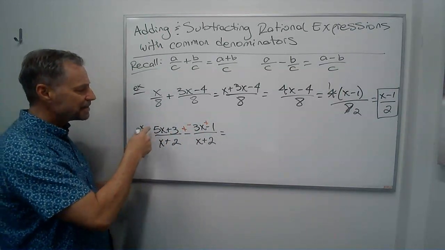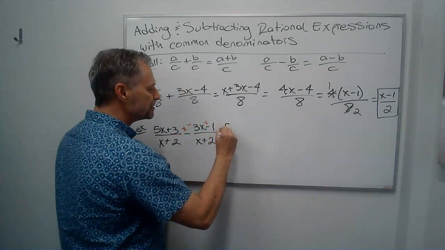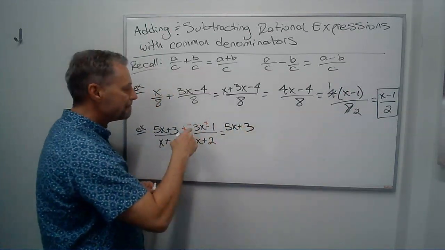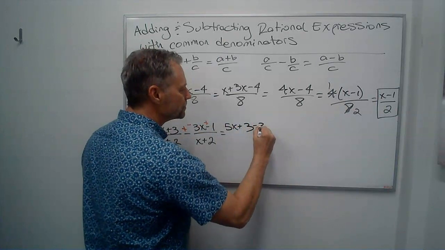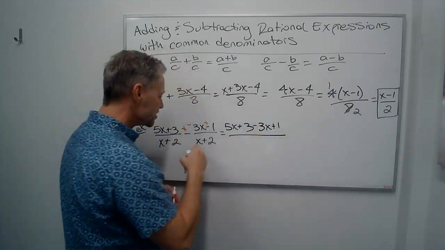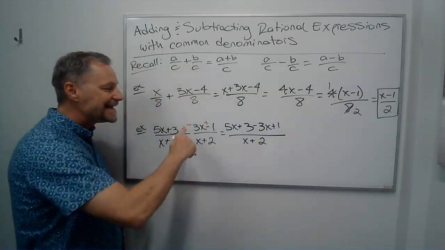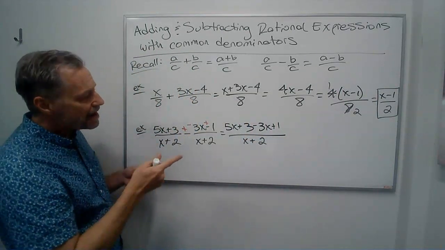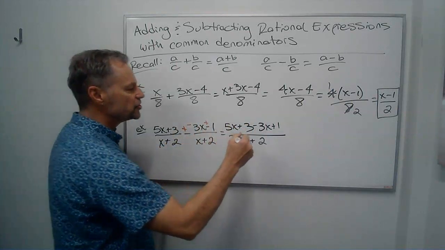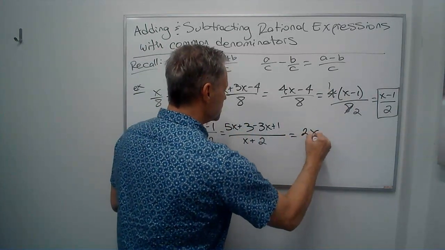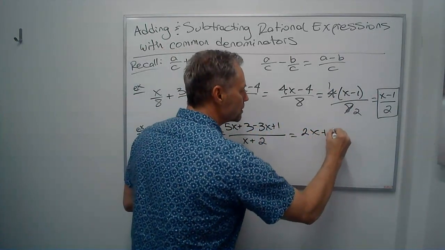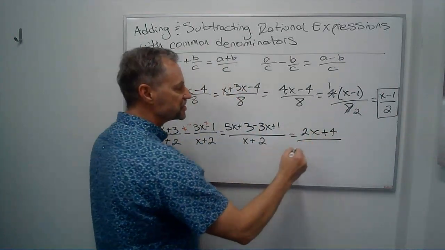Now I'm less likely to miss those signs. So when I write it, I'm going to write 5x plus 3 minus 3x plus 1. And then just keep the one denominator, x plus 2. Now I haven't missed any signs. And now I can keep going. 5x minus 3x is 2x. 3 plus 1 is 4. x plus 2 down here.